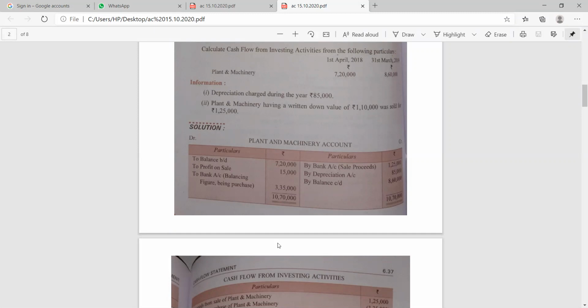Depreciation reduces the value of the fixed assets. That's why by depreciation is also shown on the credit side. 85,000 depreciation that is charged during the year is to be credited as well.